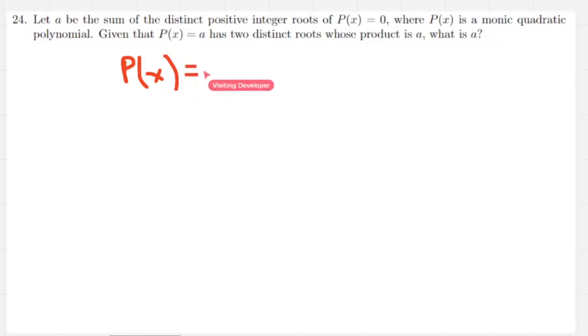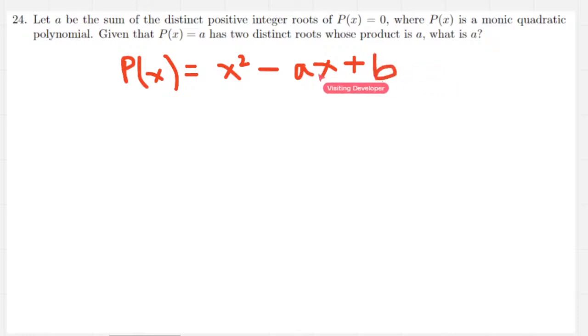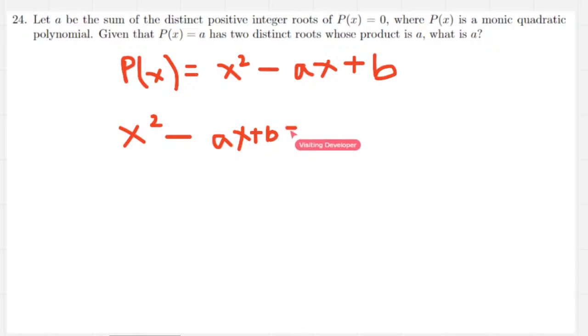So we can write this as p of x is equal to x squared minus ax plus b, since by Vieta's, this polynomial has sum of roots a. The equation p of x equals a has two distinct roots whose product is a. So we can represent this as x squared minus ax plus b equals a has two distinct roots whose product is a.